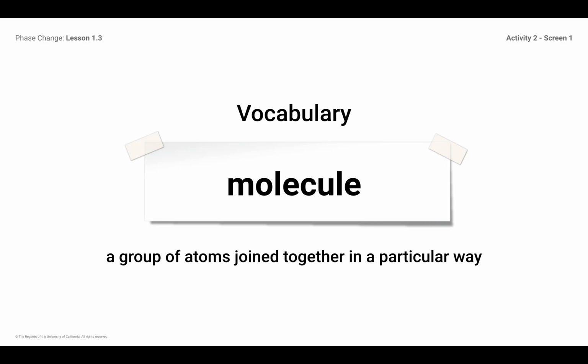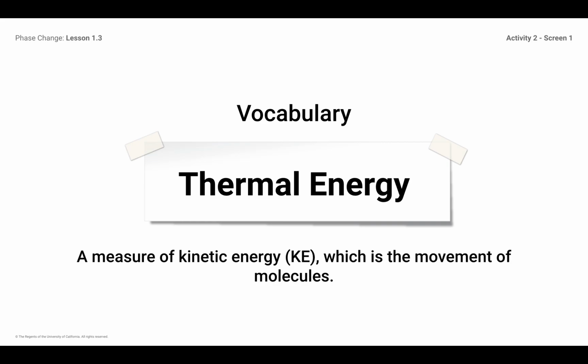We also have the word molecule. This is a group of atoms joined together in a particular way. And third, we've got thermal energy. Thermal energy is a measure of kinetic energy. Remember, kinetic energy, we're going to shorten to capital K, capital E. Way back at the beginning of the year, I had that station for you to measure the temperature, and we had thermometers, and you did a little bit of reading. You read that thermal energy is a measure of kinetic energy, which is the movement of molecules. However fast or slow molecules are moving, that measurement is called thermal energy.